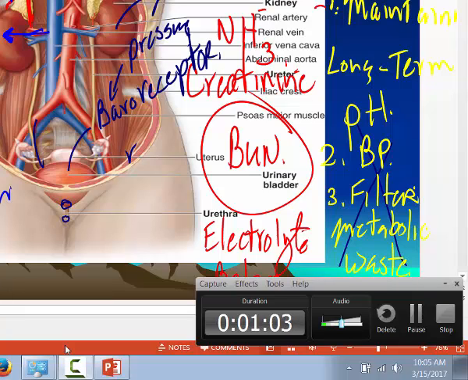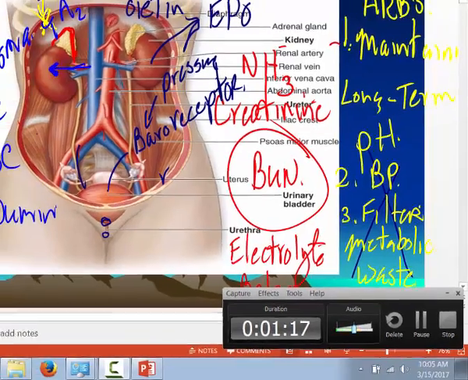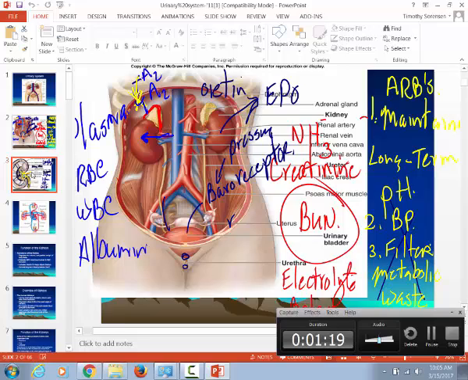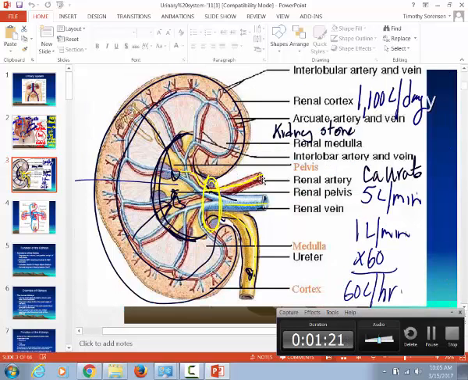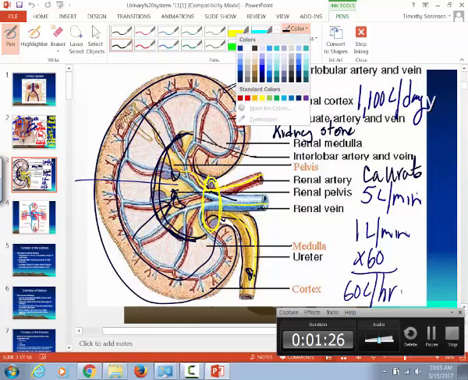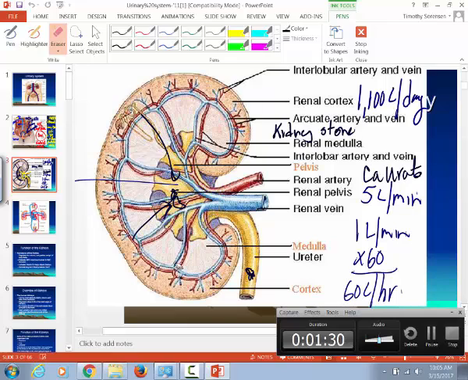Hello? Okay. We talked about the functions of the kidney, yes? So what I want to do today is concentrate on the functional unit of the kidney, which is, of course, what? The nephron. So let's take a little closer look at the inside of your kidney, and we'll get into this.